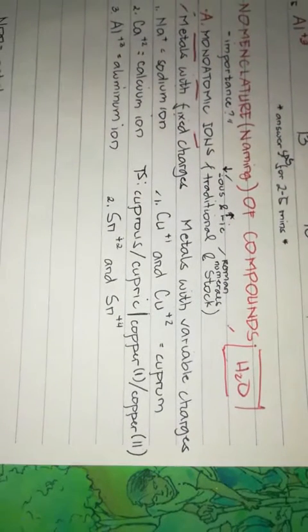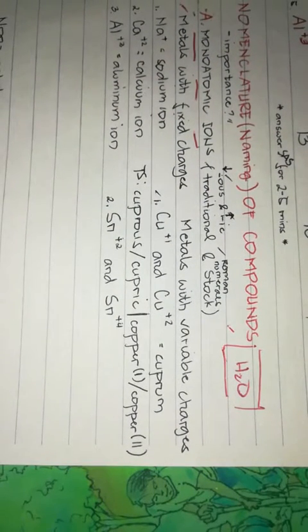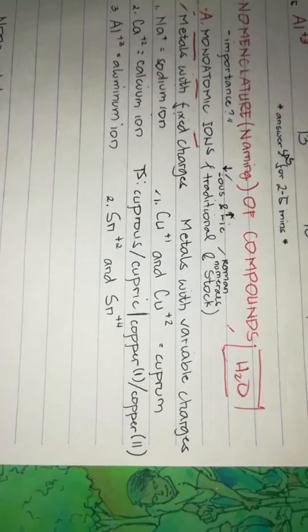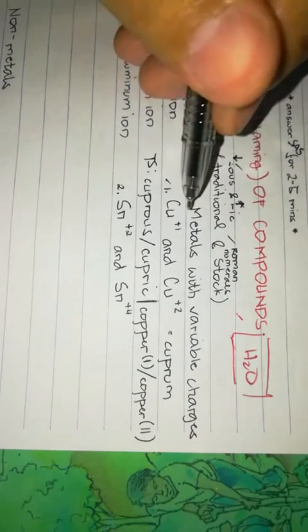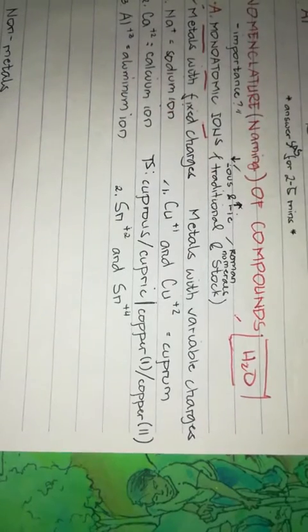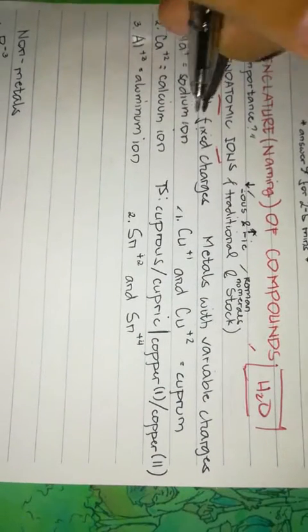Ulitin natin. Kapag traditional system, we make use of the Latin name and then the suffixes "us" and "ic" to determine kung alin doon, kung mas mababa or mas mataas. Kapag stock system, we make use of Roman numerals, the name in English, and then yung Roman numeral number, depende sa kung anong charges ang ating nakalagay. Now, let's go to number 2.